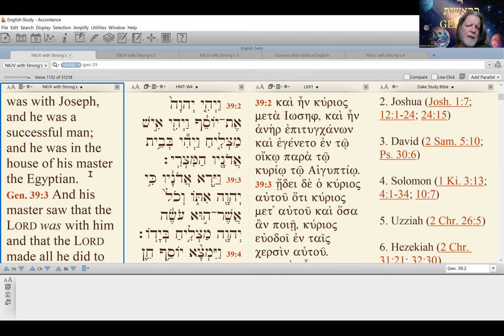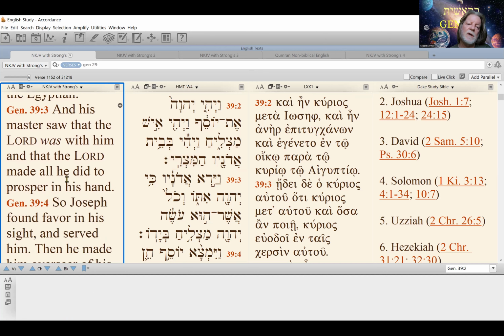He was a successful man in the house of his master, the Mitzrayi, the Egyptian. So that would be Potiphar. But ultimately, Potiphar worked for Pharaoh, so he's in the court of Pharaoh, working for this official of Pharaoh's court. Okay.